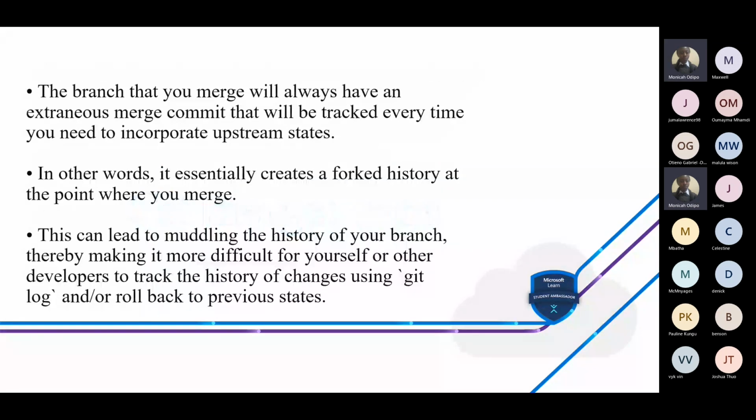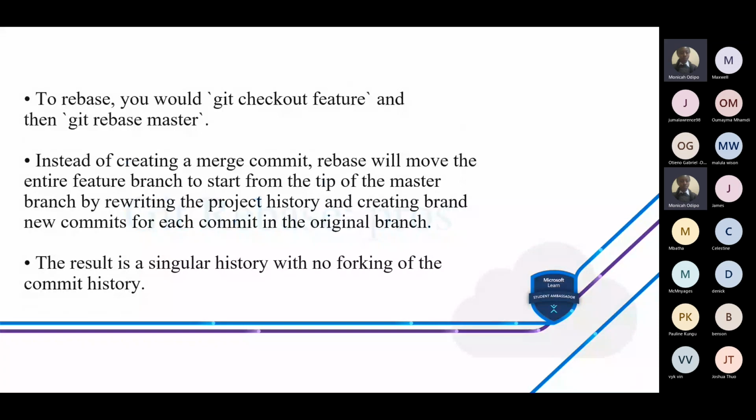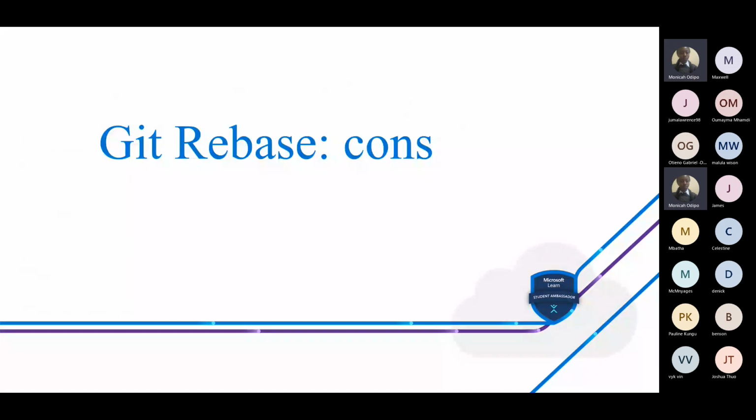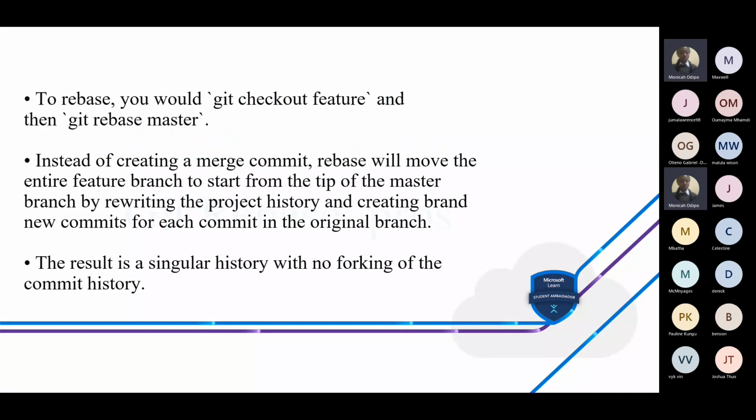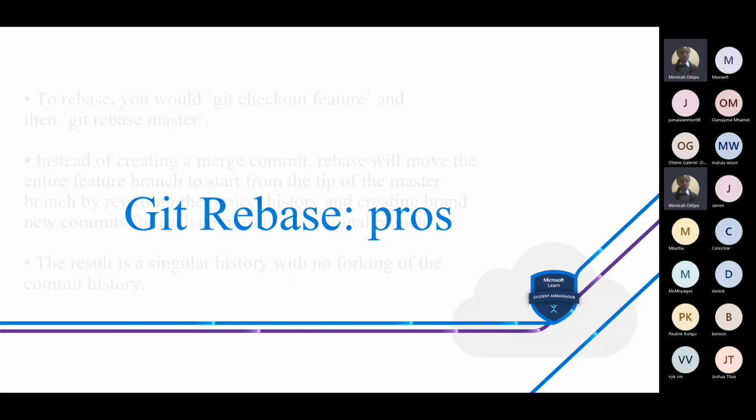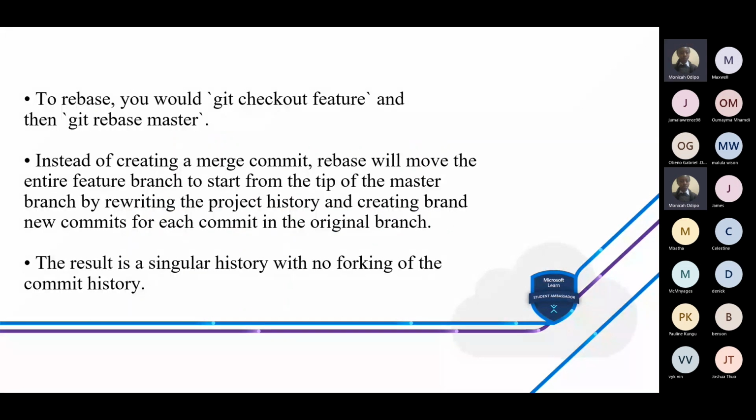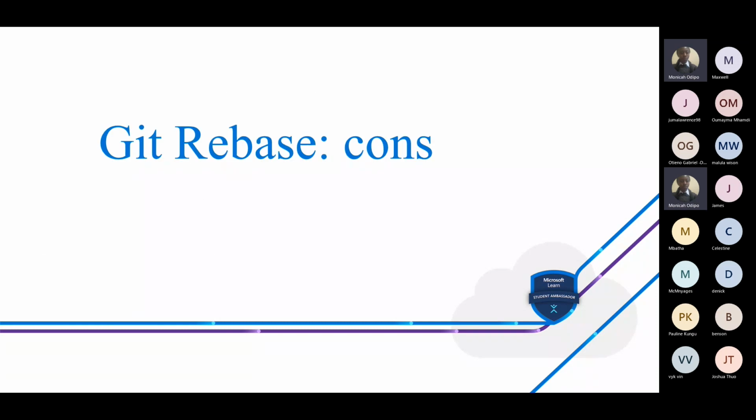Running out of time, so I think you guys can have an idea of what the pros and cons are. So with rebase, the pros, the advantages: instead of creating a merge commit, rebase will move the entire feature branch to start from the tip of the master branch by rewriting the project history and creating brand new commits for each commit of the original branch. The result is a singular history with no forking of the commit history. So you see, it's something singular, easy to track and actually get to know them.